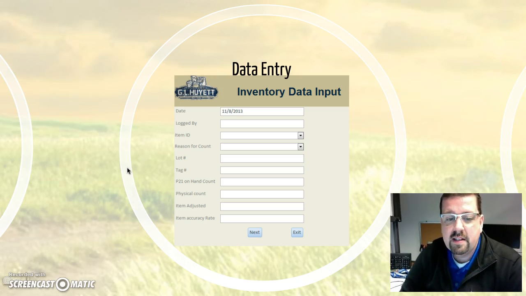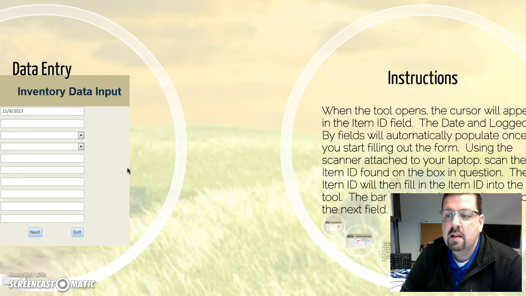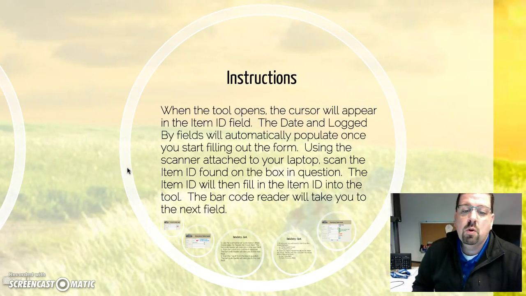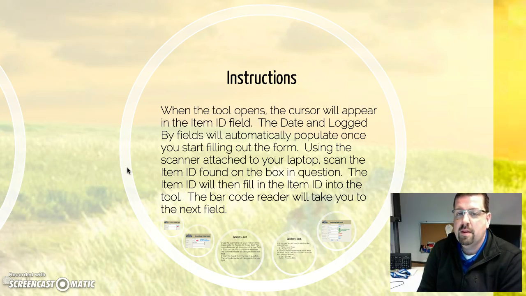The data entry portion of it will lead you here. It'll lead you with the date and then all the other fields there as well. A couple of drop downs, nothing too exciting just yet. The way this tool works is you open it, and the cursor will appear in the item ID field so that the person using the tool has the ability to go right to it and begin using it.